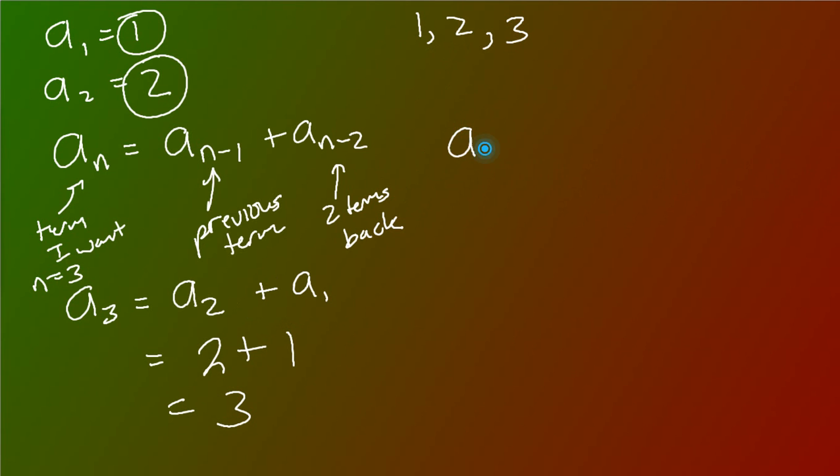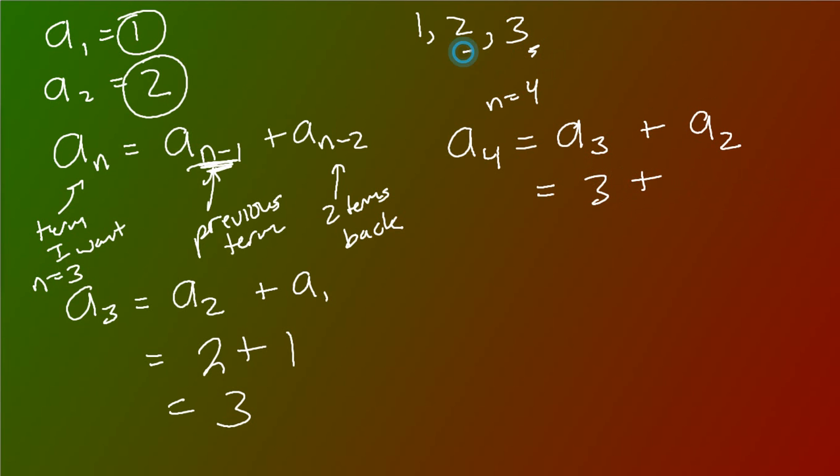Let's say I wanted A4. All right, well, look at this formula. N minus 1, that's 3, because my n is 4, plus n is 4, so 4 minus 2, that's A2. So I'm going to add the previous two terms. So A3 is right here. That's the third term, 3, plus the second term is 2. So what do I get? 5. So my fourth term is 5.